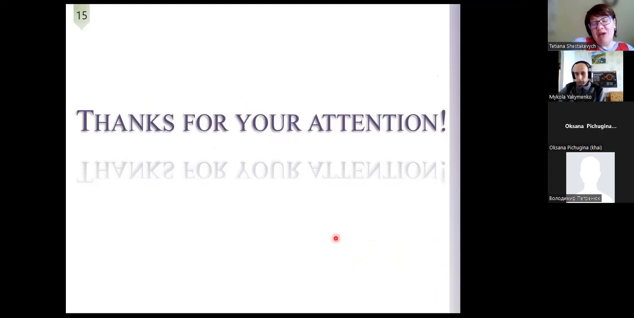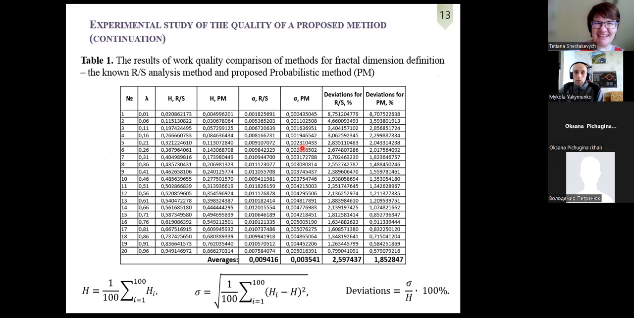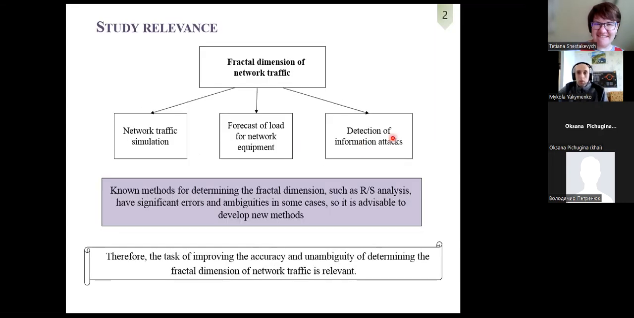Not yet. Mykola, tell me, what is the best way to apply your results? What are the future applications of your results? For the slide, it's an alternative method for forecasting the load of network equipment, and detection of information attacks by predicting the traffic in a typical way or when it is in some malicious way, for example. Okay. For information security. Okay.